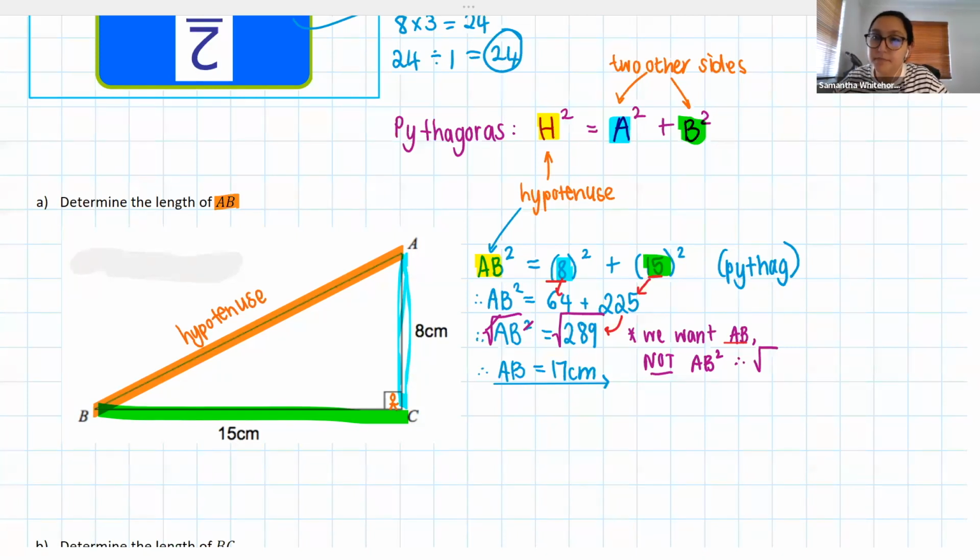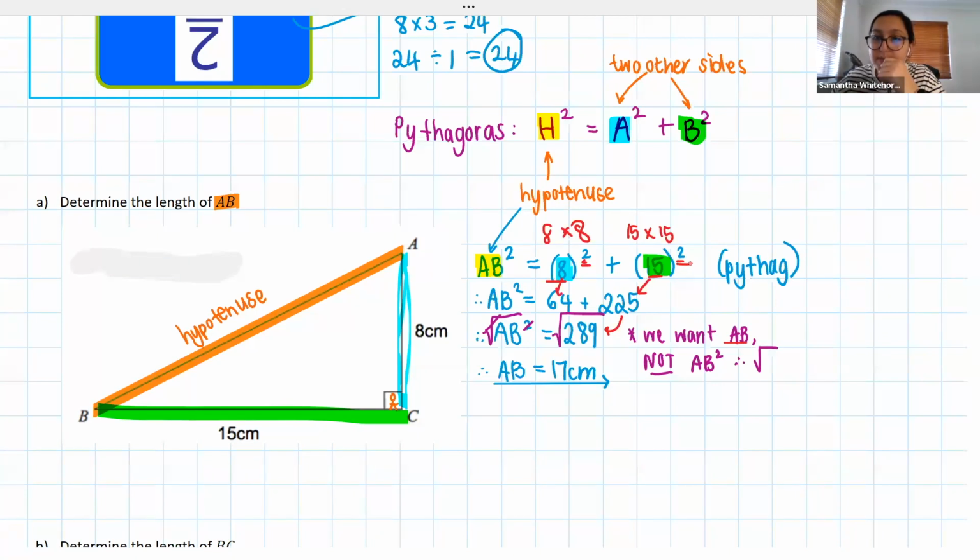Ma'am, can I please ask, since it's 8 squared, do we multiply it 8 times 8, or we say 8 times 2? No, we say 8 times 8, the one you said the first time. So this 2 is telling me that I'm taking 8 and I'm multiplying it twice. It's the same thing for 15. This 2 is saying that I'm taking 15 and multiplying it twice. Oh, thank you, ma'am. Sure.